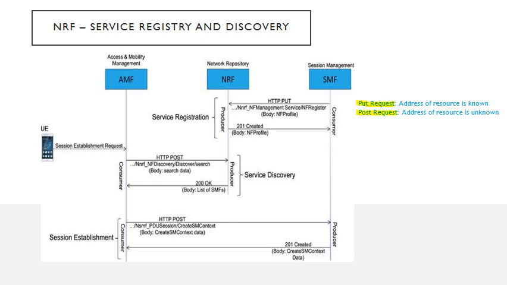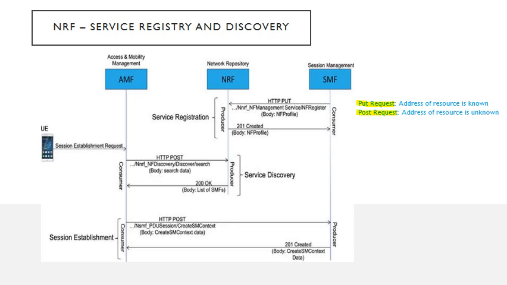So here you can also see that the SMF is the consumer, because it is using the NRF service in this procedure, because the NRF is providing the repository service to the SMF. So the SMF is the consumer and the NRF is the producer. So I hope this is very clear to you.